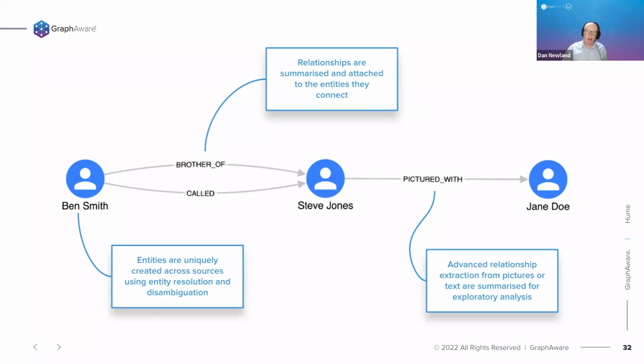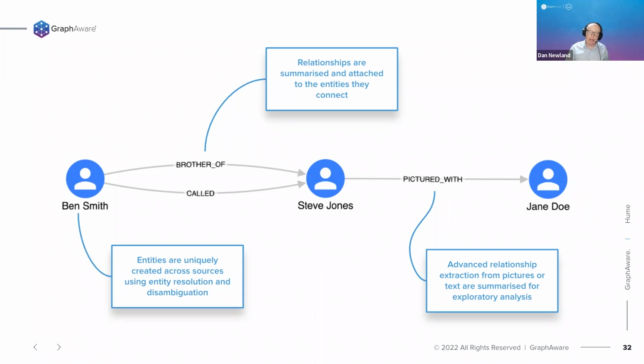Relationships are then summarized and attached to the entities that they connect. What I want to draw attention to in particular is the called relationship between Ben Smith and Steve Jones. That's a summarized representation of a phone call. The phone that's used, the time the phone call happened, maybe the cell tower, the location of that call is all stored as properties on that relationship. It's not stored as nodes or as relationships. It's stored as properties on that relationship. So it's a summarized view of that call to say that Ben Smith called Steve Jones.